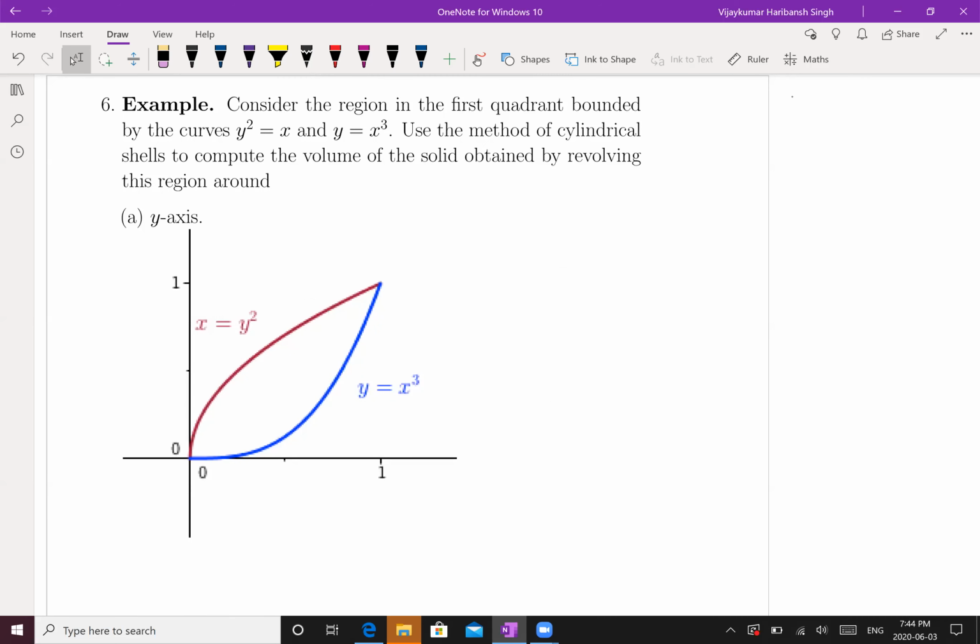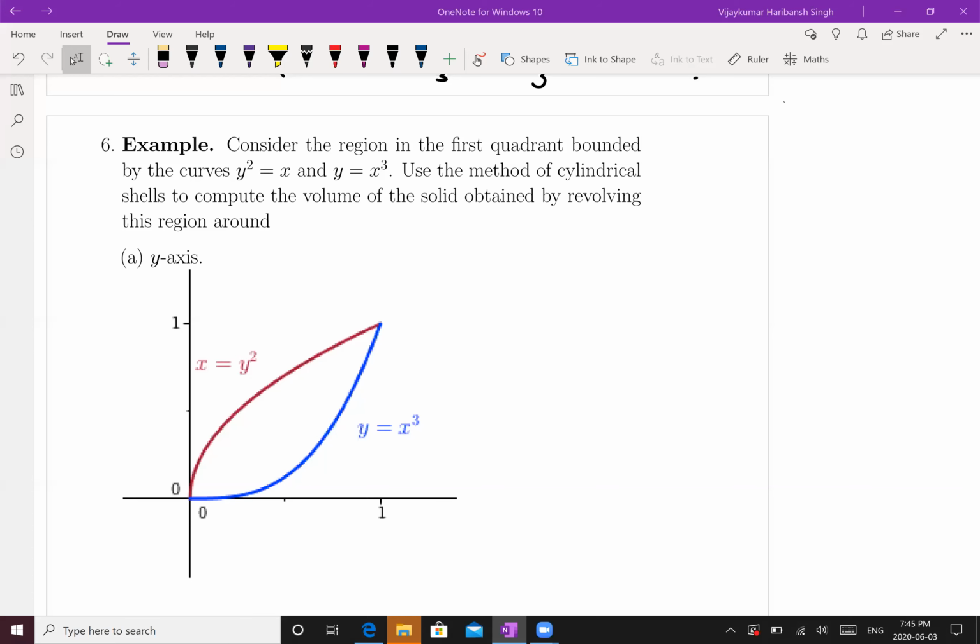Now, the same problems which we did using the disk method or washer method can now be done by using the shell method as well. Okay. So how do you go about it? So consider the region in the first quadrant bounded by y equals x, y square equals x, and y equals x cubed. Use the method of cylindrical shell to compute the volume obtained by rotating the region around the y-axis. So when you rotate it around the y-axis, you will basically see something of this sort.